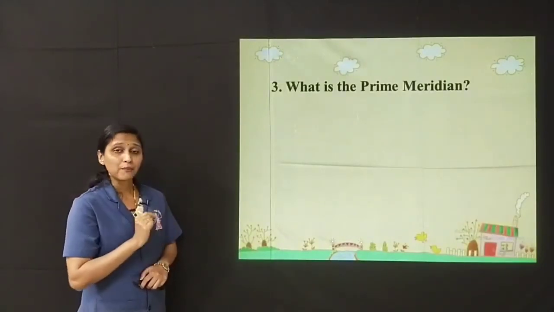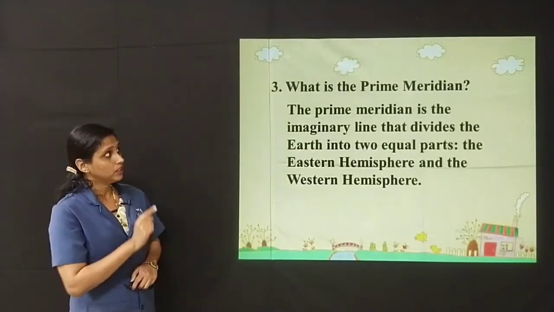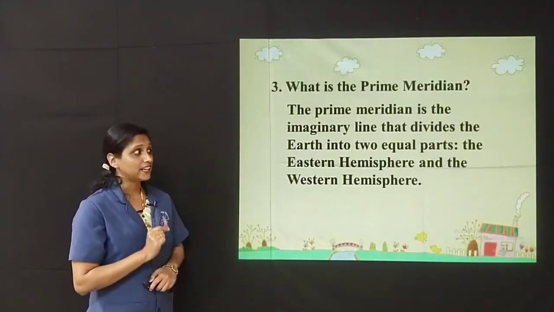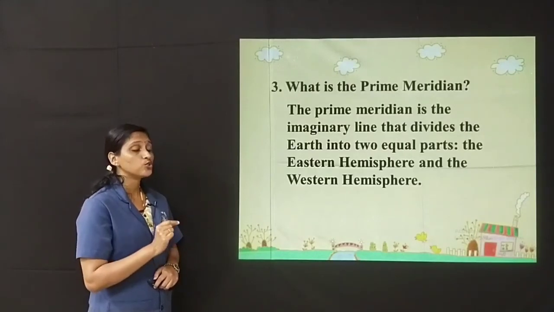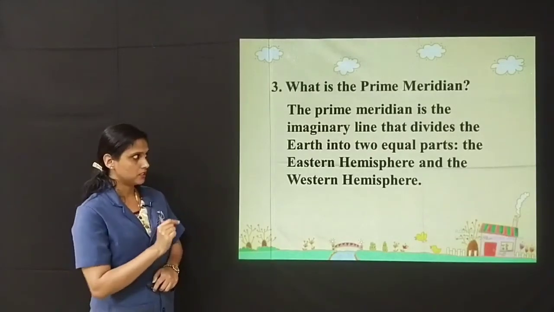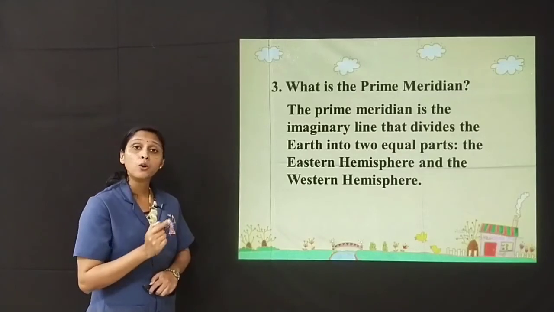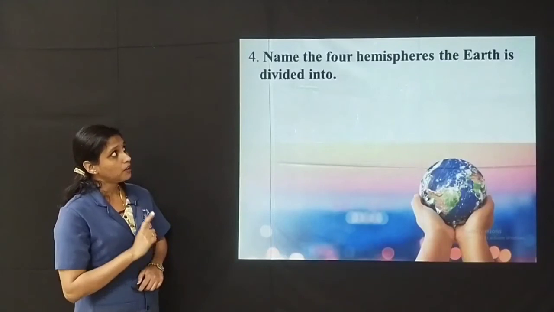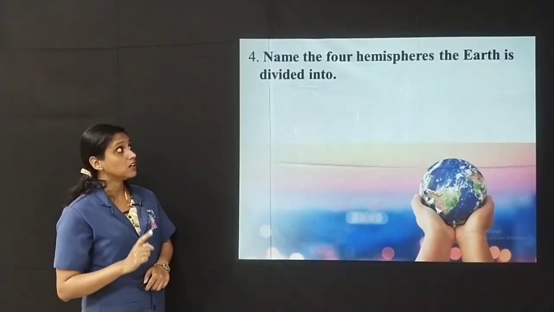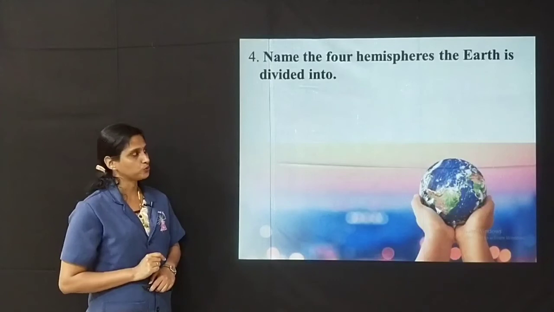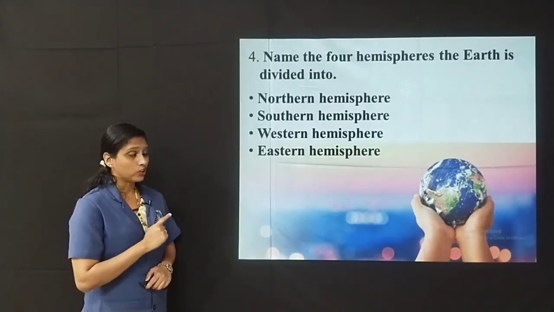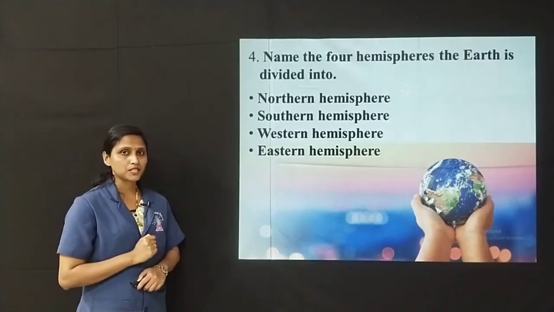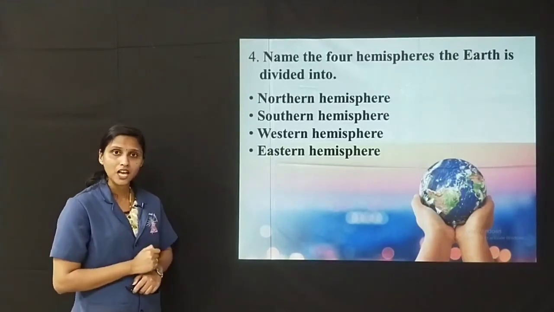What is a prime meridian? The prime meridian is the imaginary line that divides the earth into two equal parts, the Eastern Hemisphere and the Western Hemisphere. Name the four hemispheres the earth is divided into. Northern Hemisphere, Southern Hemisphere, Western Hemisphere and Eastern Hemisphere.